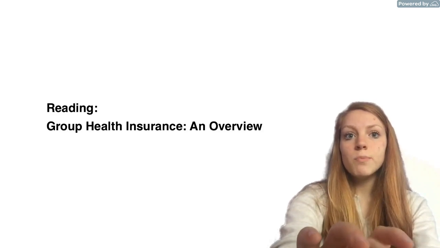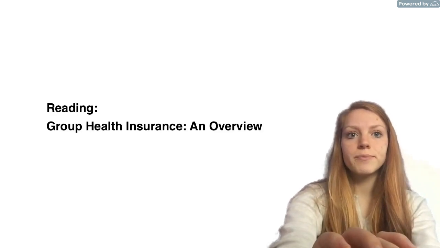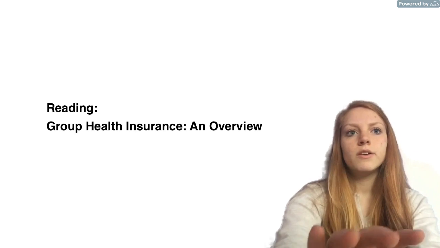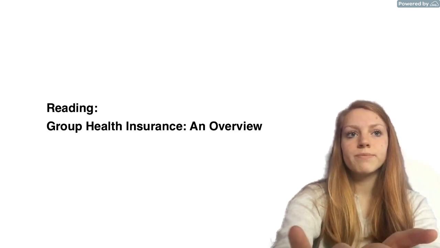Although the reading continues, we are now moving into Objective 2, to appraise group and individual-based health plans. Starting with the first reading, Group Health Insurance, an Overview.